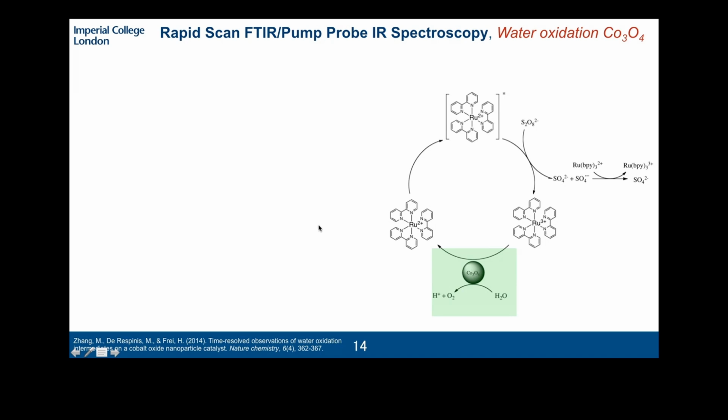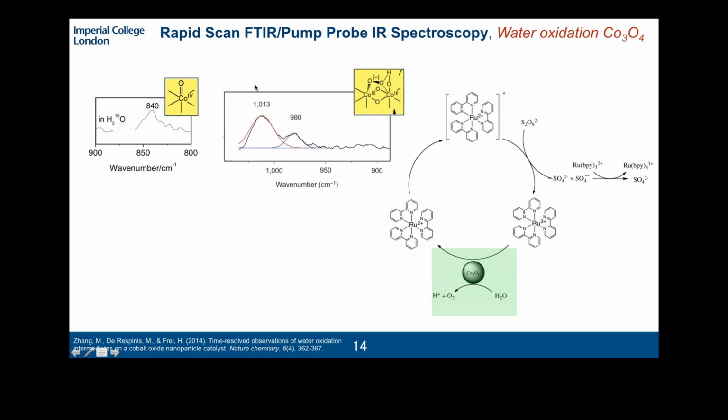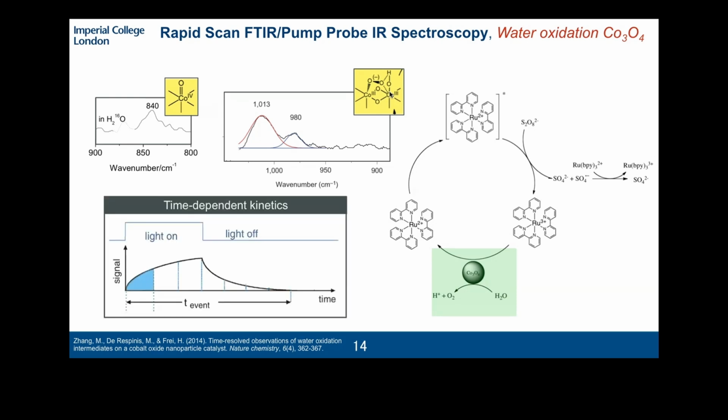And similar to what I showed before, you're able to, in this case, figure out that there are 2 different vibrational modes. You have this one appear at 840 wave numbers, which is assigned to this cobalt oxo vibration. And then you have this other mode appear at about 1000 wave numbers, which is this complex OO intermediate on the surface. And then in order to figure out how these 2 different intermediates relate to the overall reaction mechanism, what the authors do here is a pump probe spectroscopy, where you have the light on for a short period of time, and then you turn the light off.